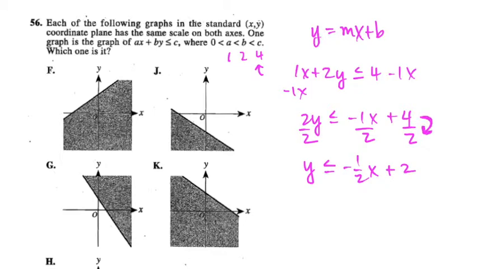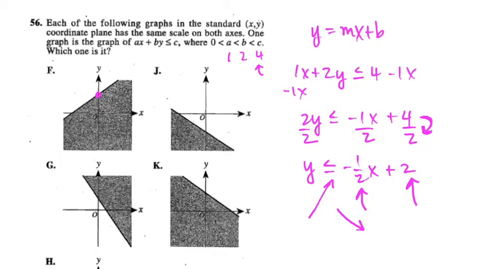So there are some things that we can note. First, the y-intercept is a positive 2. That means we want a y-intercept that is above the x-axis. The slope is negative 1/2, meaning it's downward sloping. And we see that y is less than or equal to negative 1/2 x plus 2, which means that we're going to shade below the line, not above it. So taking those three things into account, let's look at the answer choices.